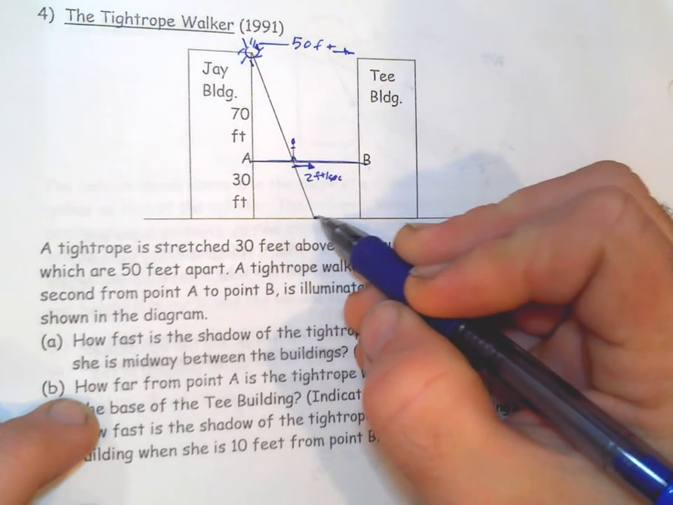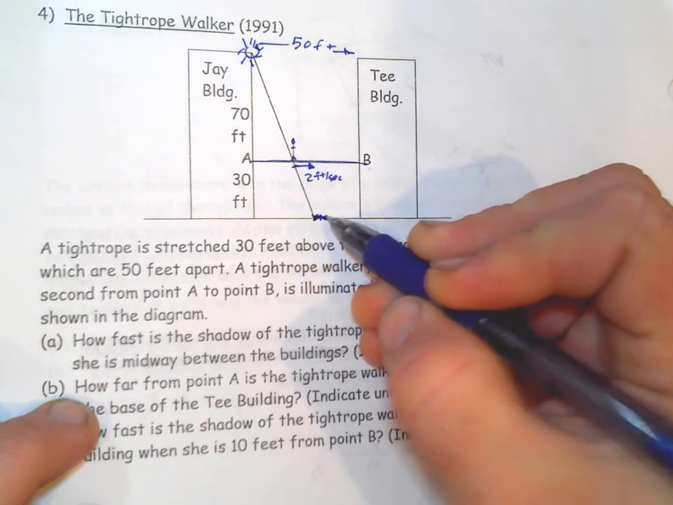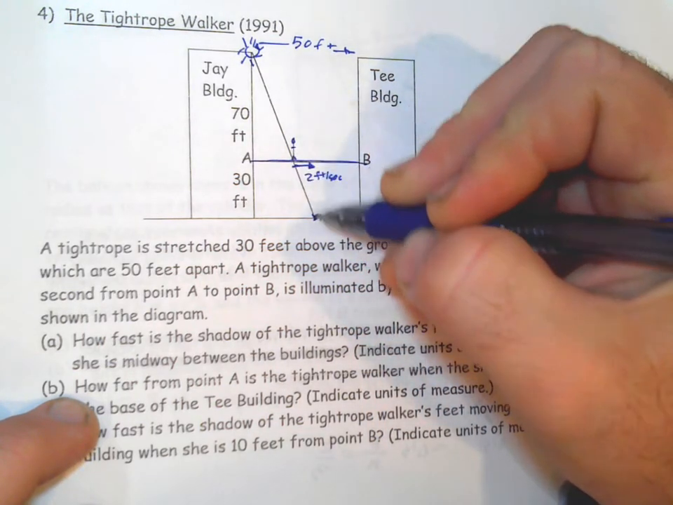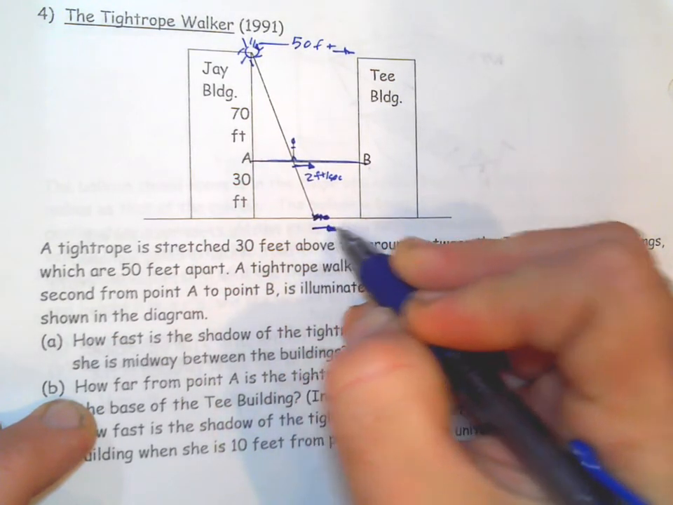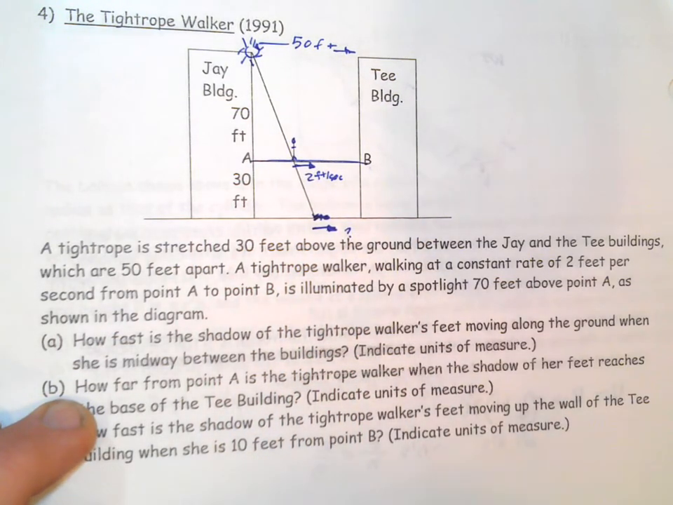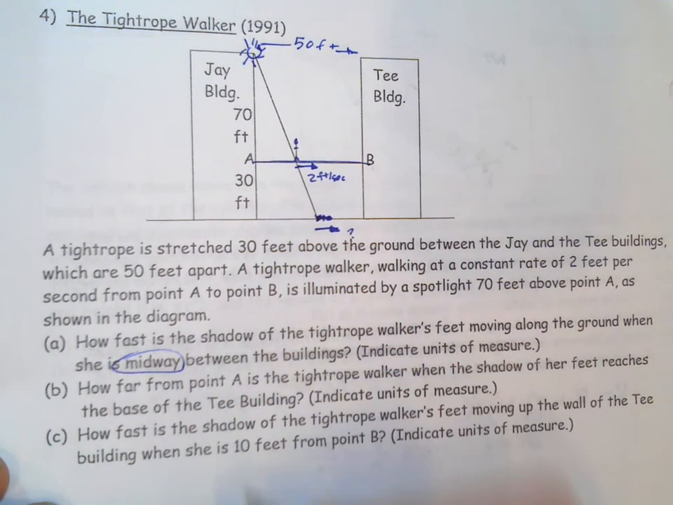So here's the shadow of the tightrope walker. Okay, and so we're looking at how fast do the feet move? How fast is the shadow of her feet moving? So this is what we're looking for. And it says when she's midway, so that'll probably be exactly halfway between the buildings, 25 feet from each one.